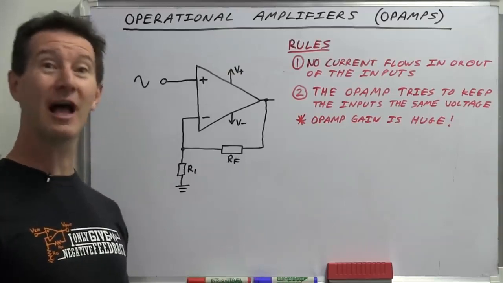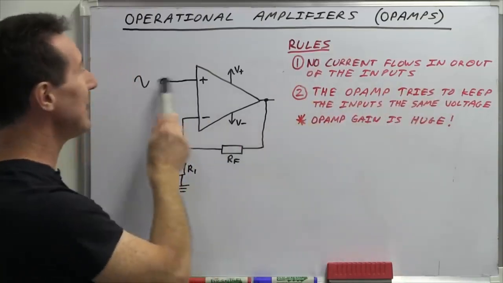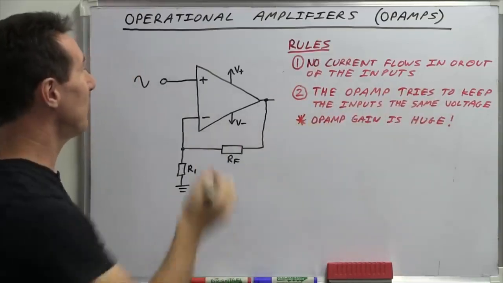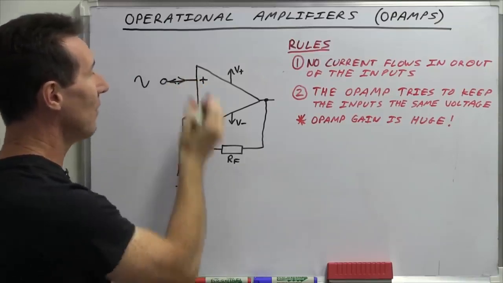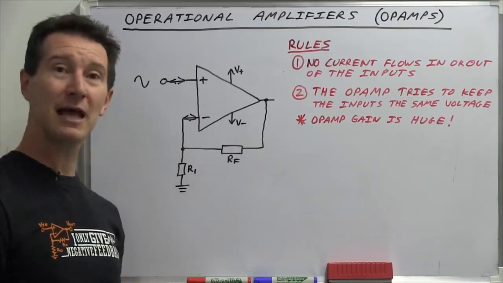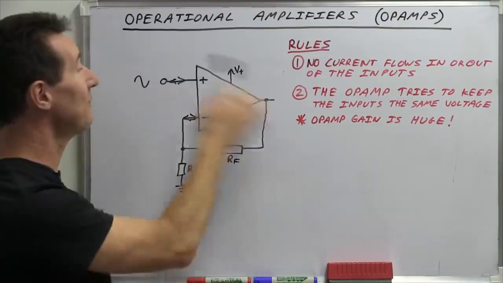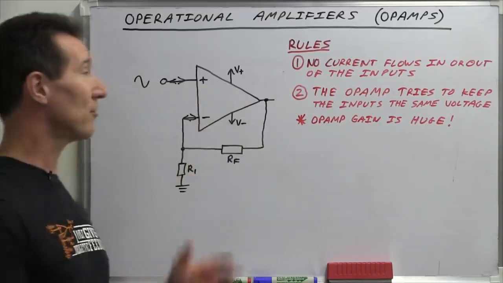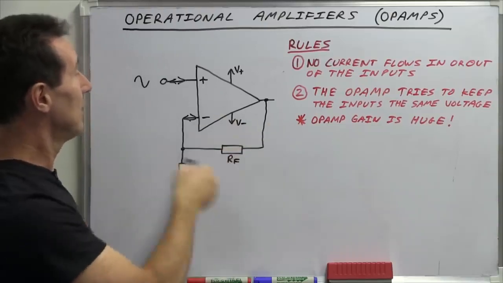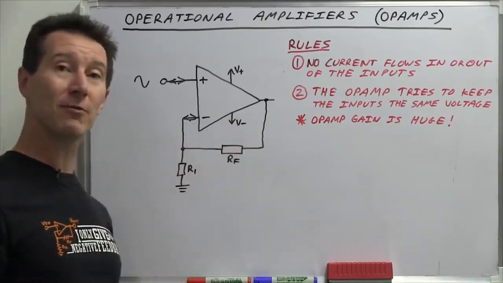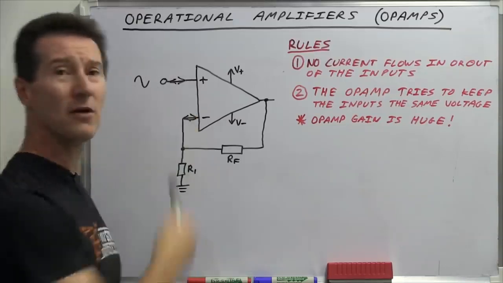And the 2 rules are very simple. Rule number 1, no current flows in or out of these inputs. So there's nothing flowing in or out of these 2 input pins, ever. That's it. Nothing flows in or out regardless of how you connect this circuit up, whether it was the open loop comparator configuration we saw before, or whether or not it's a closed loop configuration, an inverting or non-inverting amplifier, as we're going to look at. Nothing flows in or out.